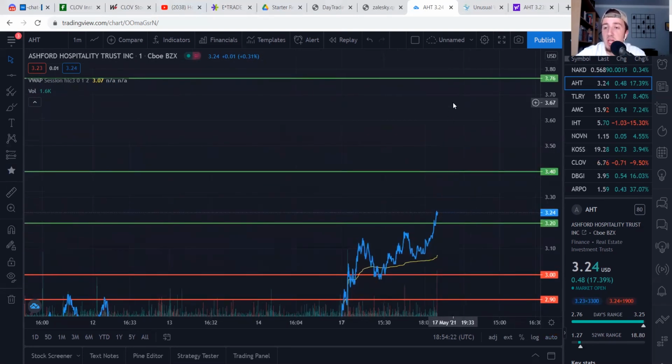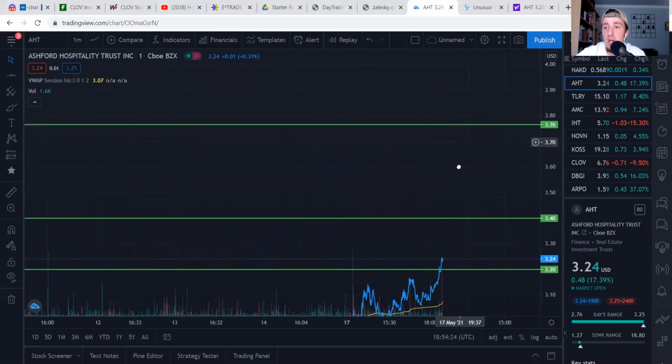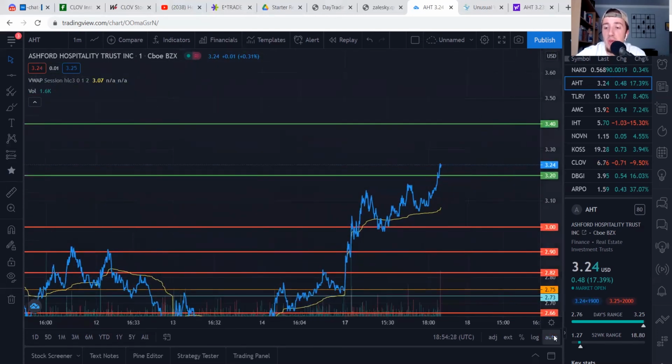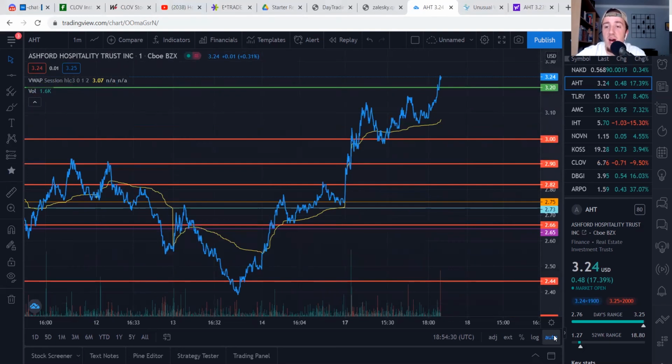But after that, we can expect tests of 3.75 and 4.20. This is based off historical data. And after that, we can expect to see $5 very, very soon. So once again, watch out for this 3.20 and 3.40 range if you are long on the stock. And if we do see those clean breaks, then load up because this thing is going to start ripping.